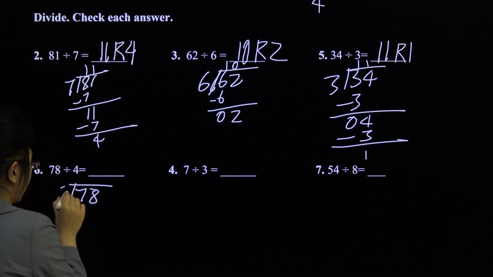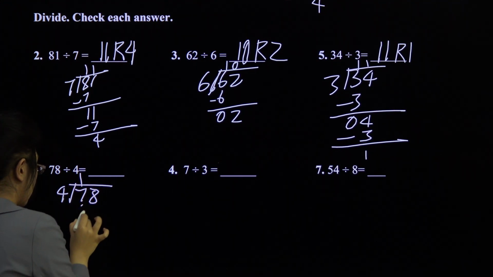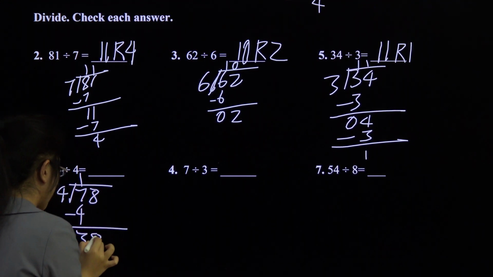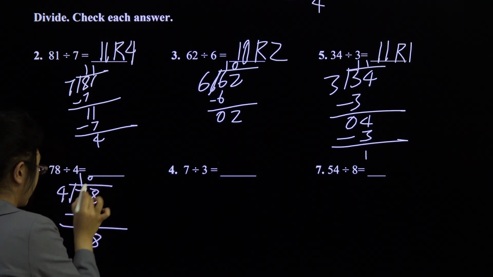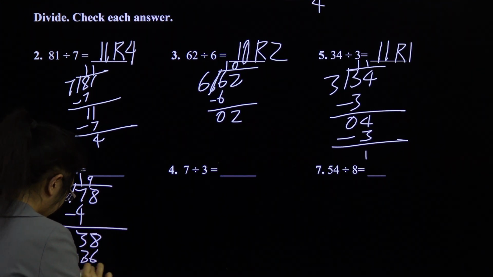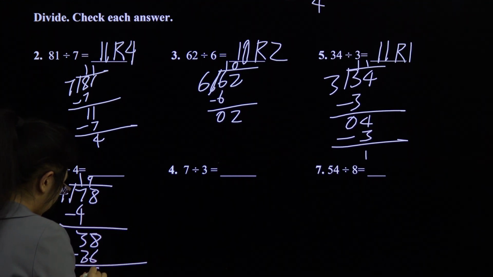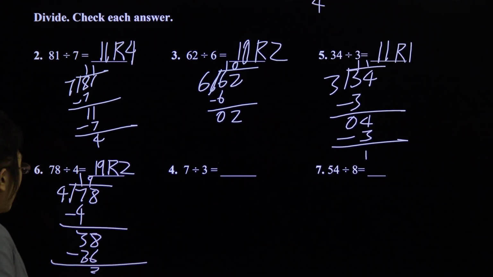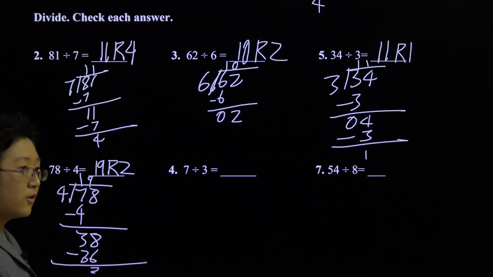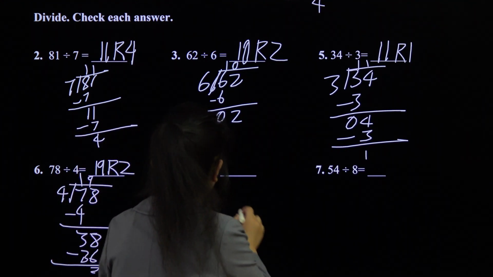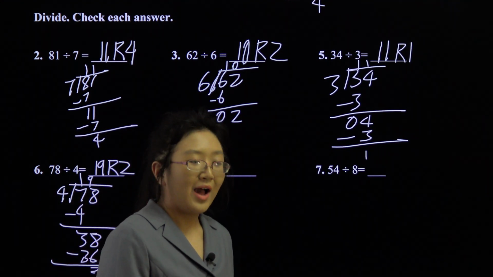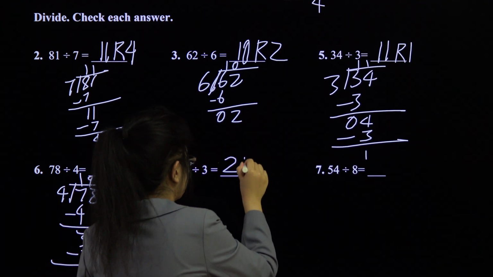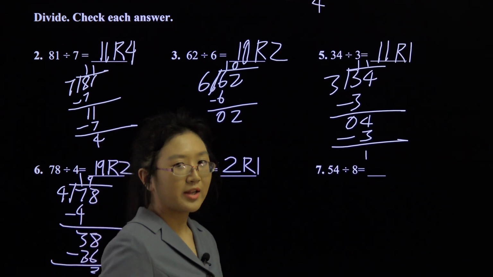78 divided by 4. 7 divided by 4, 1, and then that's 3, 38. 38 divided by 4, 9. And that's 19 remainder 2. 19 times 4 is 76. 76 plus 2 is 78. 7 divided by 3. Wow, 2 times 3 equals to 6. 2 remainder 1. 6 plus 1 equals to 7.